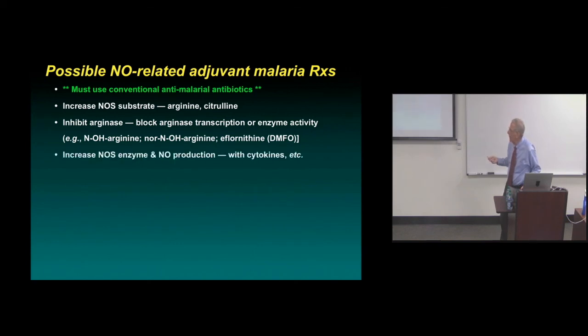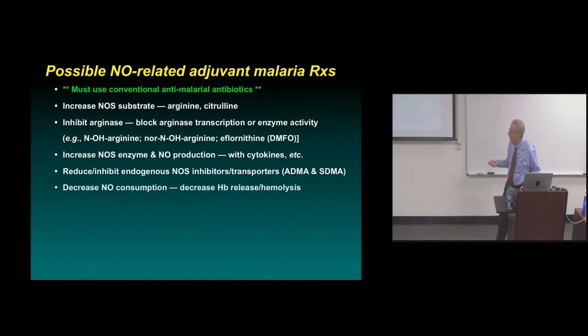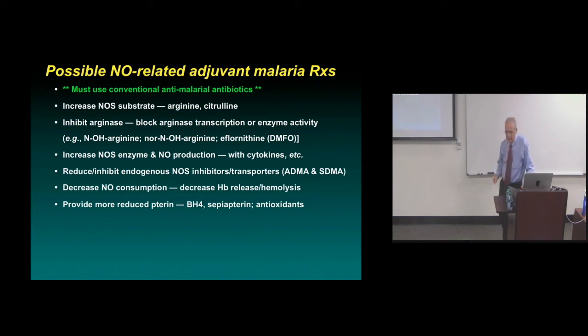You can increase NOS enzyme activity and NO production by giving certain cytokines like gamma-interferon, alpha-interferon, endotoxin. Not been tried. You could reduce inhibitors. This is not possible as far as we know. You could decrease NO consumption in the way of lysis. Once you're infected, you get lysis of the red cells going on almost all the time, so we try to reduce the malaria there. And you could provide more reduced biopterins. Sepiapterin is something that has been given to humans in certain genetic disorders, so that's a possibility. Some groups are looking at that.